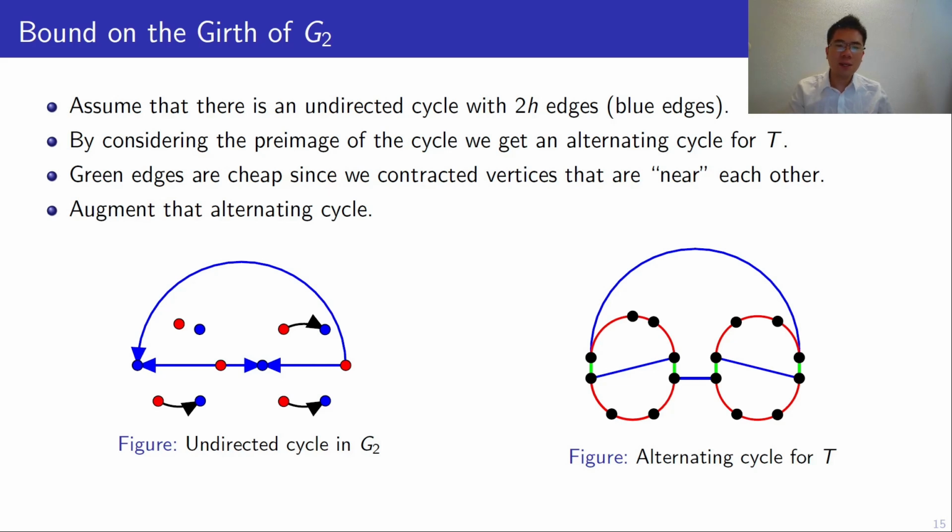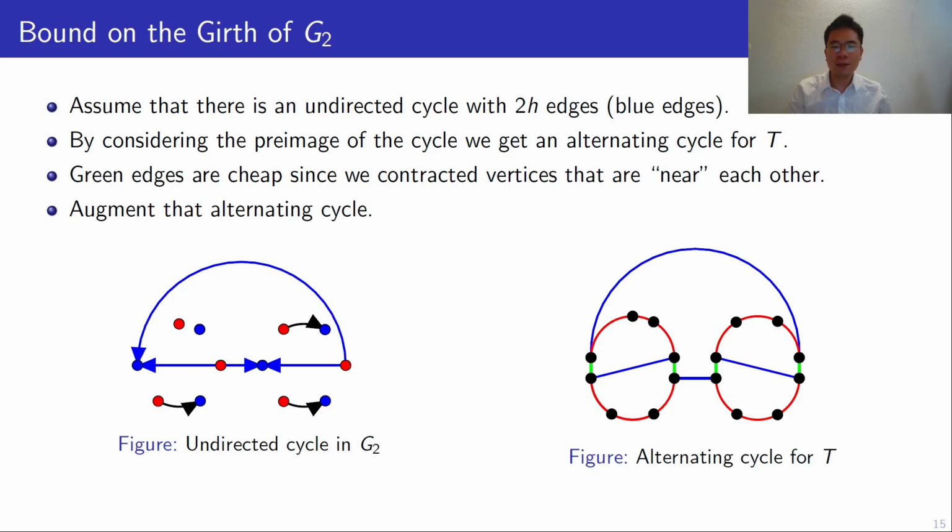So we see that the green edges are cheap since we contracted vertices which are near each other. That means that every green edge connects two vertices which are contracted to a single vertex in G1. Since we only contracted vertices which are near each other, or have short distance to each other, to a single vertex in G1, we can conclude that the green edges are cheap.